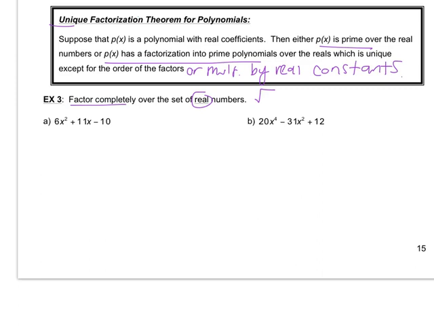So in an example like A, if you look at it, it's a quadratic. The coefficient of this is not 1. So what we would do is multiply these two numbers together and factor by grouping. So I'm looking for factors of 60 that add to 11. And that would be 15 and negative 4. So now I can split this into 6x squared plus 15x minus 4x minus 10. And then from there I can factor by grouping.